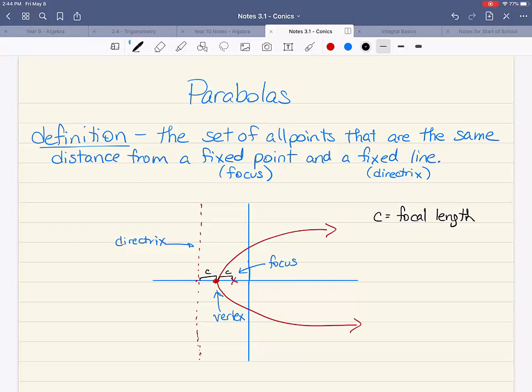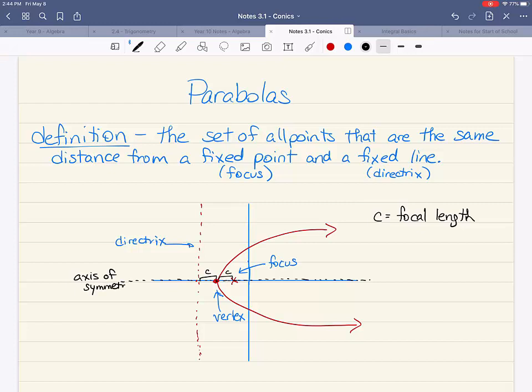Now, there are a couple of other key features that I want to talk about, specifically a line that the directrix and the focus and the vertex are all on. In this case, it happens to be the x-axis. This is called the axis of symmetry.